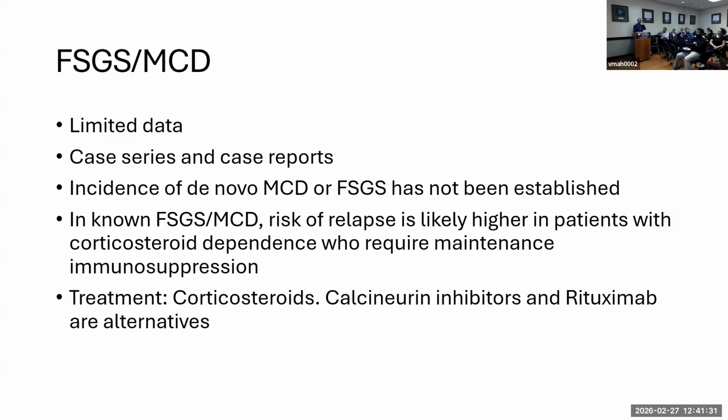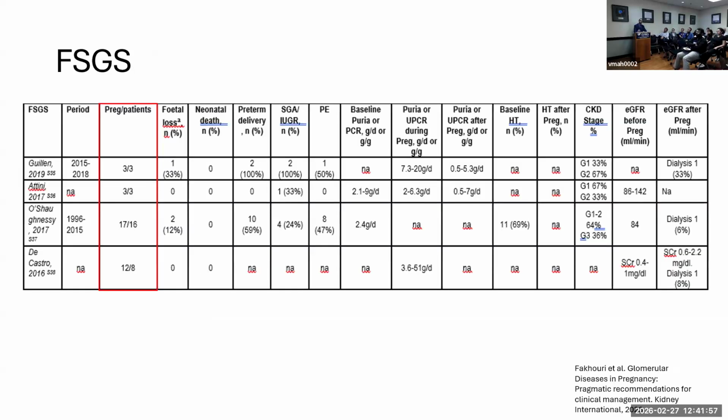So FSGS and minimal change disease, even less data for these. An incidence hasn't been established. The teaching is that in known FSGS and minimal change disease, the risk of relapse is likely higher in patients who are corticosteroid dependent, but this is extrapolated from non-pregnant patients. Treatment is going to be corticosteroids, calcineurin inhibitors, and rituximab or alternatives. I really just wanted to illustrate how low these numbers are: for patients between 2000 and I think 2023, in terms of case reports, there are 3, 16, and 8. So not a whole lot of cases.